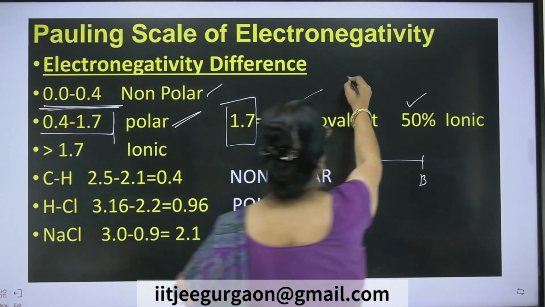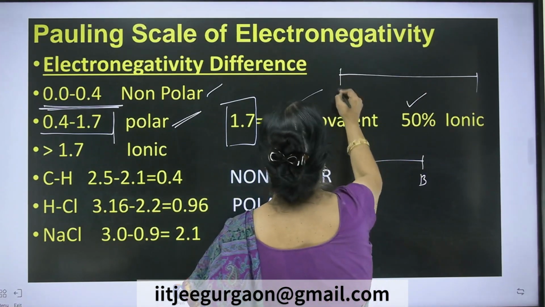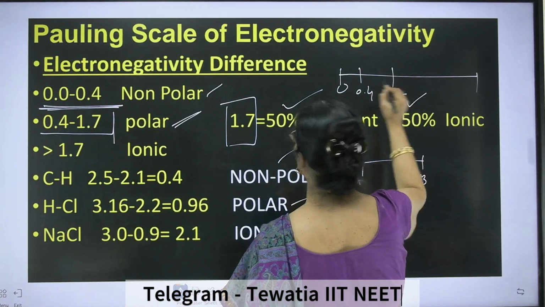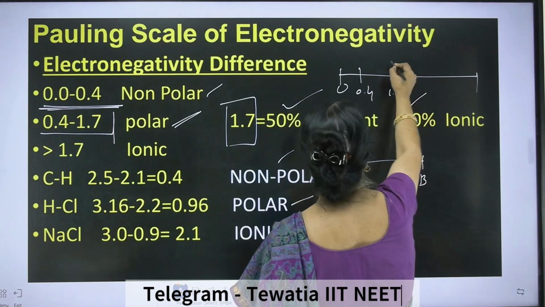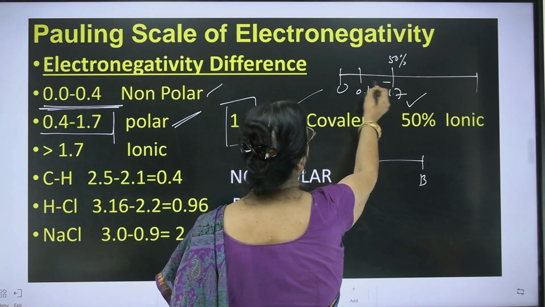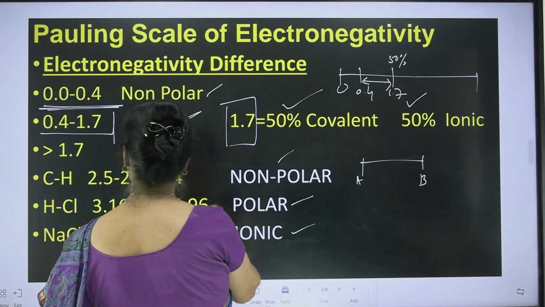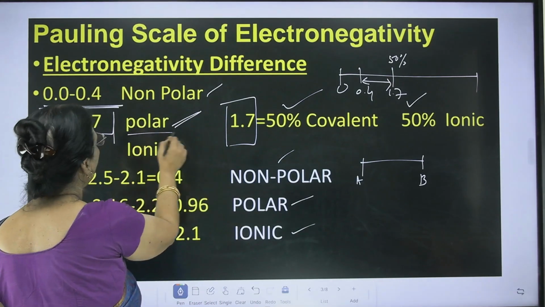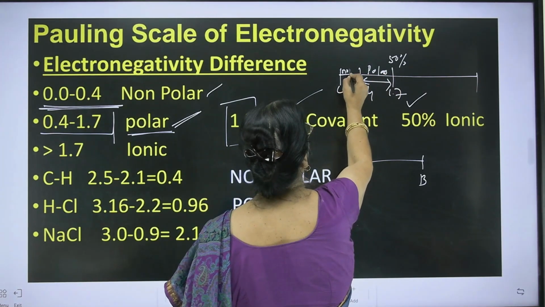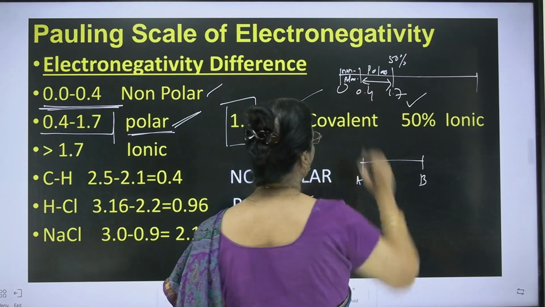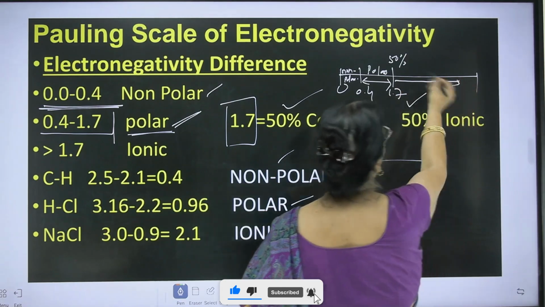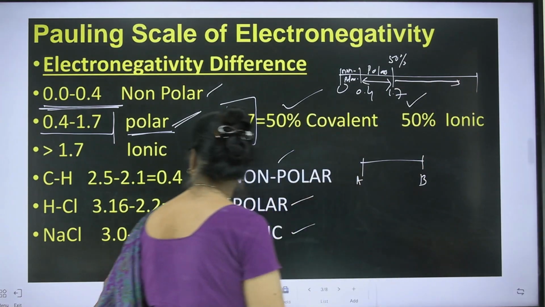If you take a scale like this, clear, 0, here 0.4, then 0.4 to 1.7, okay, and 1.7 and more, this is your 50% covalent, 50% ionic. In this scale, 0.4 to 1.7 is your polar region, and this is your non-polar region, clear. And more than this, gradually the ionic character will increase and the covalent character will decrease, clear? Let us take a few examples.